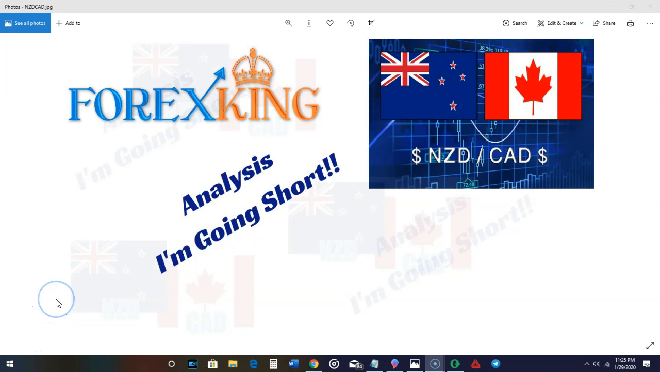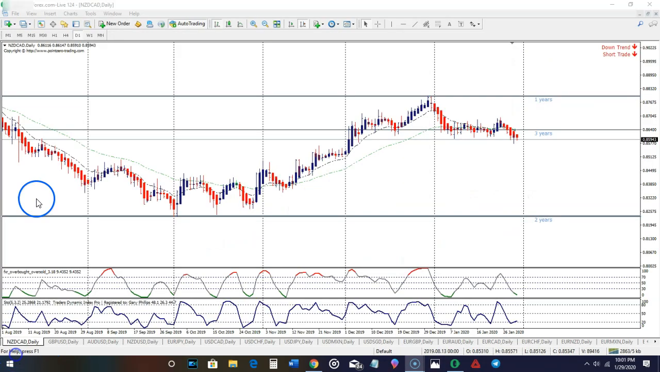So on this video, let's look at a potential trade setup to go short on the New Zealand CAD using the daily and taking our entry on the 4-hour time frame. All right, guys, let's go ahead and look at this potential trade setup on the New Zealand CAD. We're looking at the trade setup on the daily time frame.